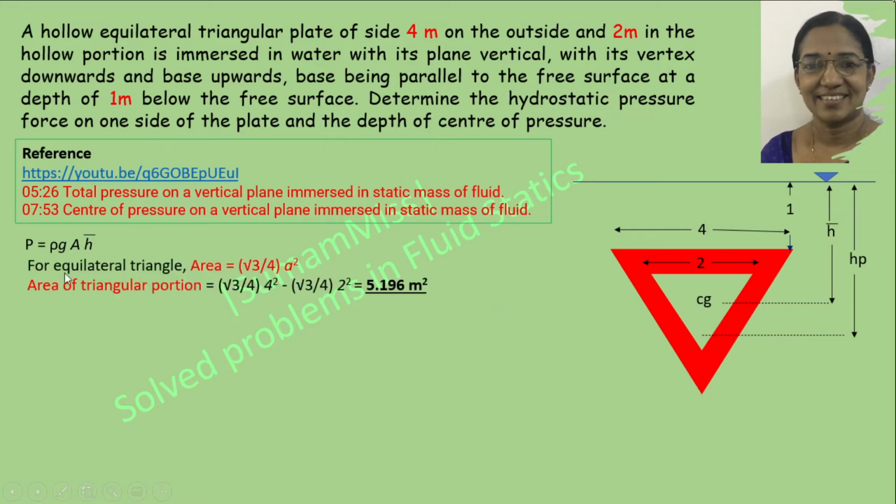For an equilateral triangle, the expression for area is equal to root 3 by 4 a square, where a is one of the sides. So the area of the triangular portion is equal to root 3 by 4 into 4 square minus root 3 by 4 into 2 square, which is equal to 5.196 meter square. Next, we have to calculate h bar.